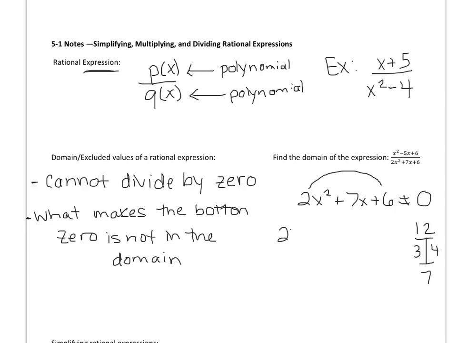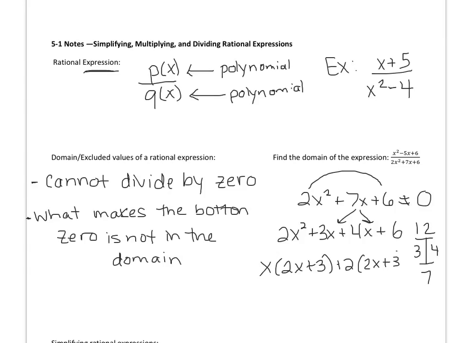So I break up my middle term. Group it. I can take an x out of those first two. I can take a 2 out of the second two. So it factors to x plus 2 times 2x plus 3, which cannot equal 0.